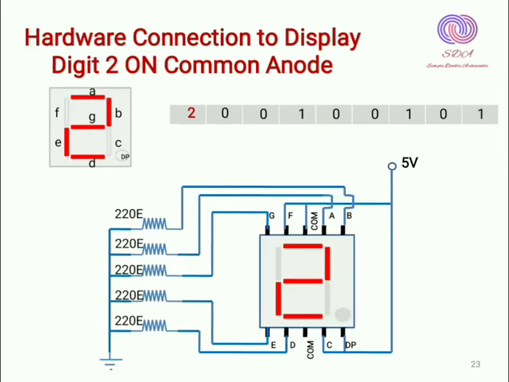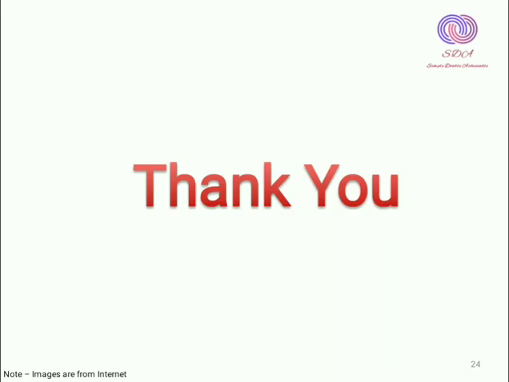The diagram here shows the hardware connection to display digit 2. Here the pins for segment C, F, DP and common terminals are connected to supply, and pins for segment A, B, D, E and G are connected to ground through a current limiting resistor of 220 ohm. In a similar way, we can make connection to display other digits from 0 to 9.